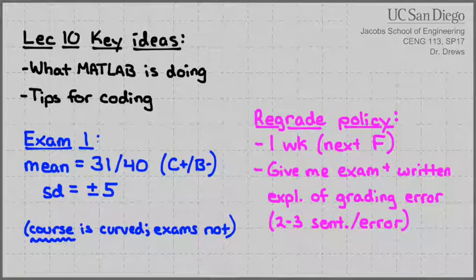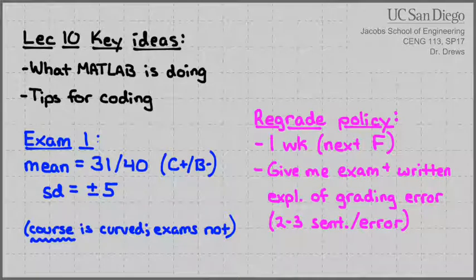There is a regrade policy for the exams. It's pretty straightforward. You've got a week to take a look at your exam, go home, read over it, compare it to the solutions. If you catch a mistake, graders are humans, we make mistakes. Give me back your exam and a little written explanation of what the error was, or why what you wrote is still correct even though it was marked wrong, something like that. It can be pretty brief, about 2 to 3 sentences. If it's a simple addition error, like I got 28, it's supposed to be 29, something like that, no problem.